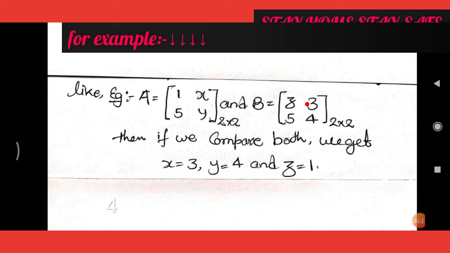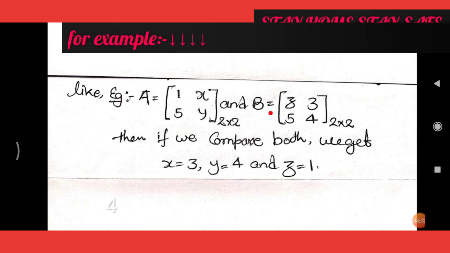By equating them, we can see at the position of A12, that is the x position, we have 3 in the matrix B. So we can say x is equal to 3. The same applies for y. At the position of A22 in matrix A, we have y, and in matrix B at the position of A22 we have 4. So we can say y is equal to 4 if and only if A is equal to B.